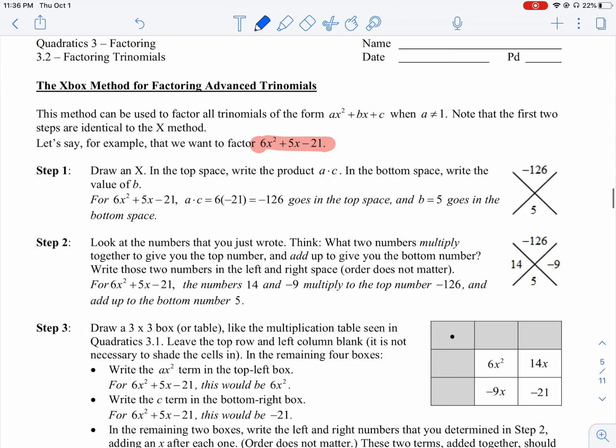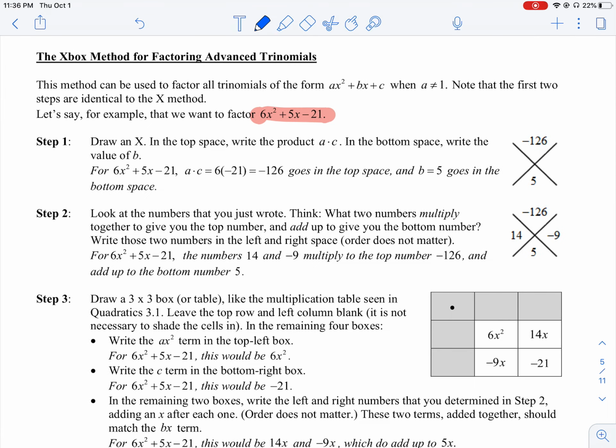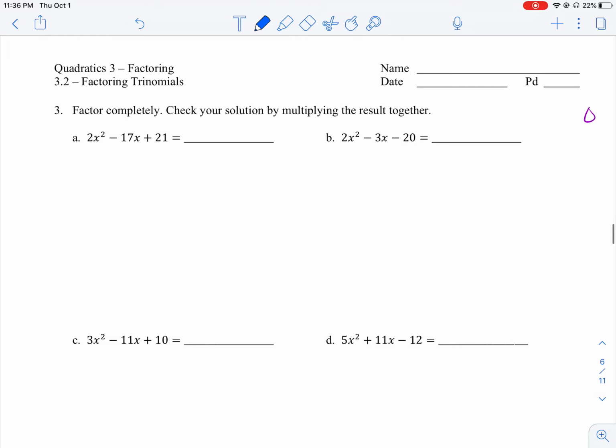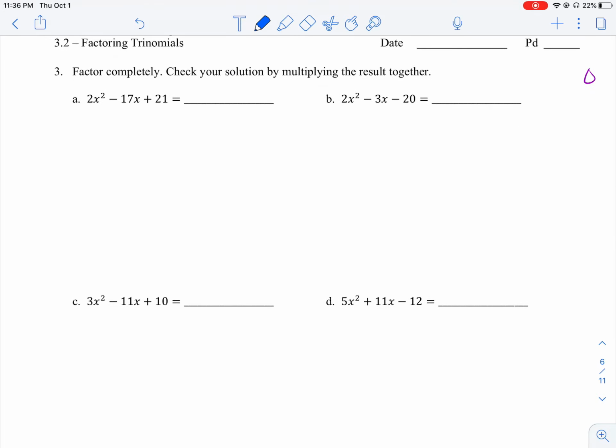Moving on. We now have, let me go to number 3. Number 3 is to factor completely. Same thing, factor completely. Check your solution by multiplying the result together.